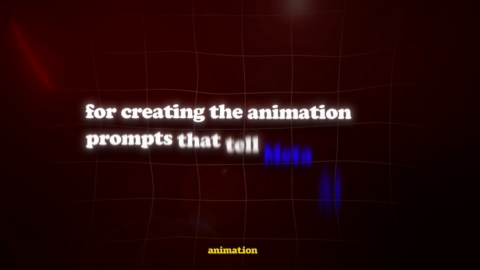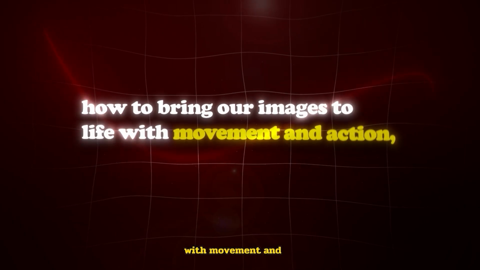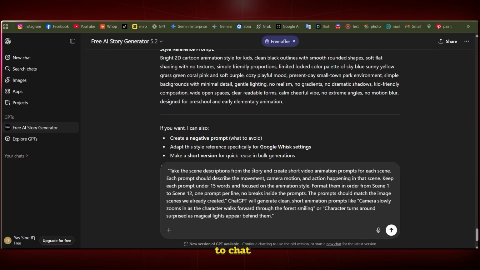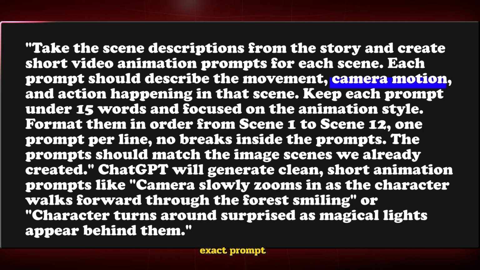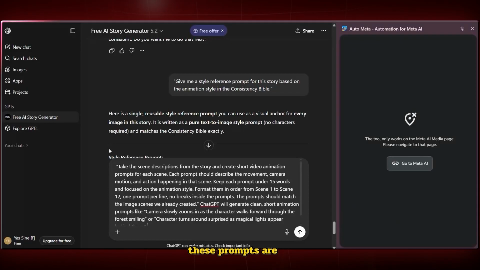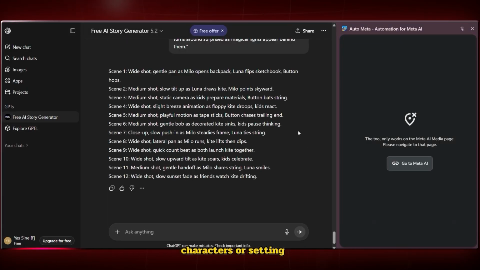For creating the animation prompts that tell Meta AI how to bring our images to life with movement and action, go back to ChatGPT in the same conversation where we created our story and image prompts. Now paste this exact prompt. As I said, you will find all prompts in the description. These prompts are perfect because they describe motion without changing the characters or setting, which means Meta AI will animate our existing images instead of creating new random characters.